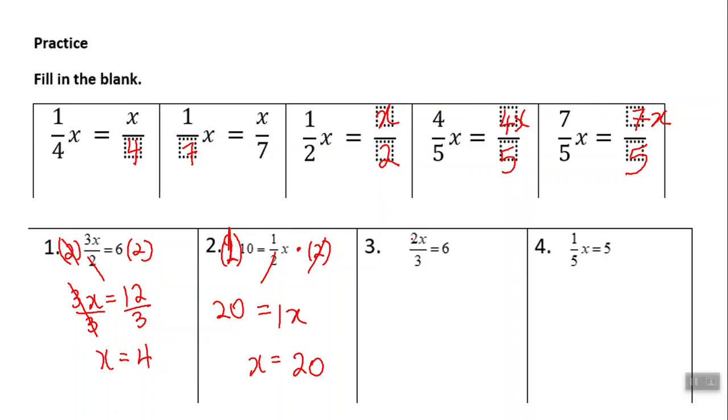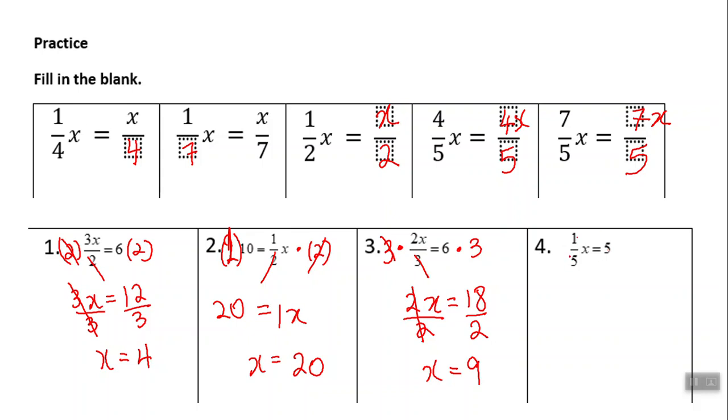2x over 3 equals 6. Multiply by the denominator 3. 3 and 3 are cancelled. 2x equals 6 times 3 is 18. Divide by the coefficient, the number before x. Divide by 2. 2 and 2 are cancelled. X equals 18 divided by 2 is 9.